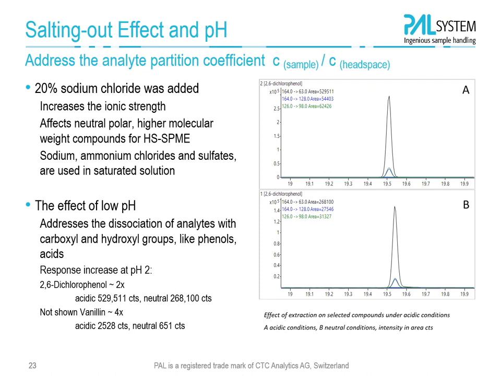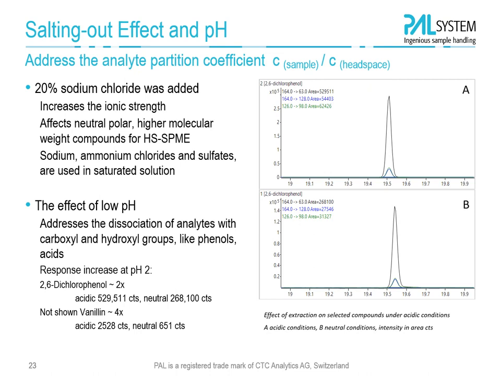A common measure in SPME, especially for aqueous samples, is a salt addition, and if required, also an adjustment of the sample pH value. Here we added about 2 grams of sodium chloride to the vials before adding the sample water. The salting out effect, as we call it, increases the ionic strength of the sample, and it affects the neutral polar and also the higher molecular weight compounds in headspace SPME. We use sodium and ammonium chlorides or sulfates, typically in a saturated solution.